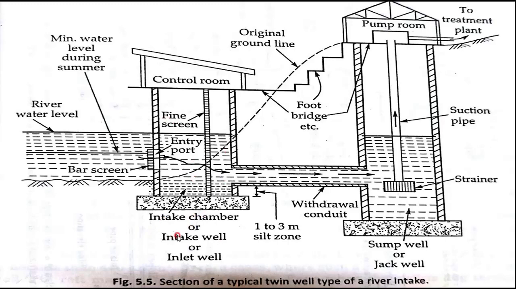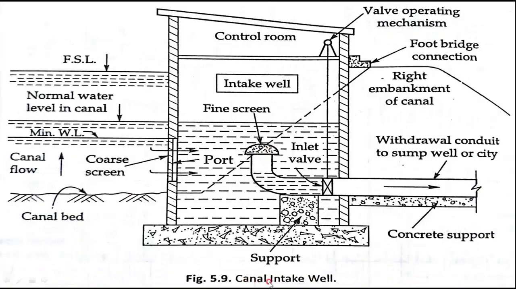This is an intake chamber, or intake well, or intake inlet well, and this is called a sump well or jack well. Okay, now this is all about the twin well typical section. Coming to the canal intake well, what is a canal intake well? In the canal, see where the canal is here. This is one embankment, and here one slope is there, and here water is there. This is the canal bed, meaning the water is here, and this is the slope of the canal bank, and this is the embankment, right?